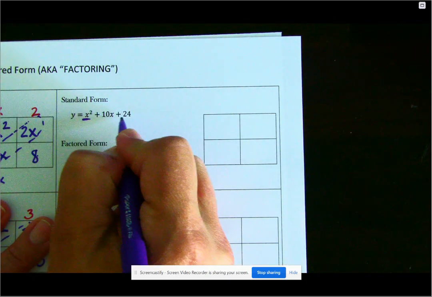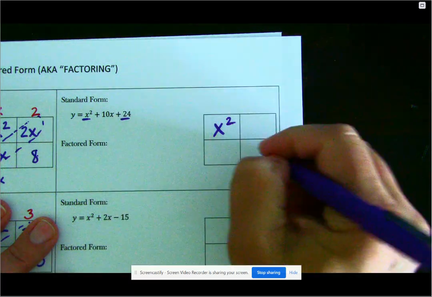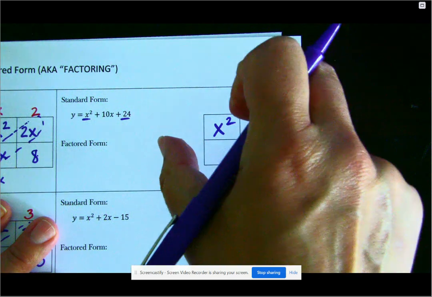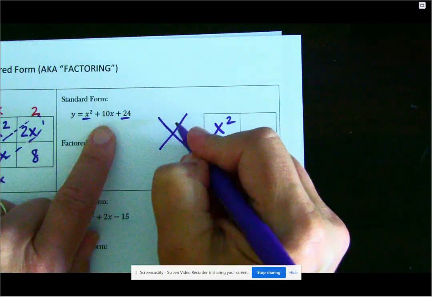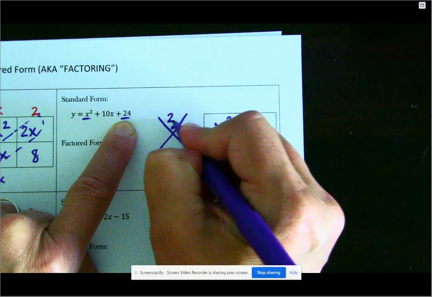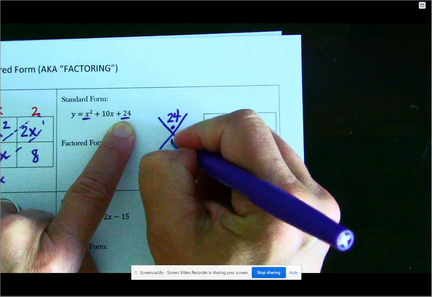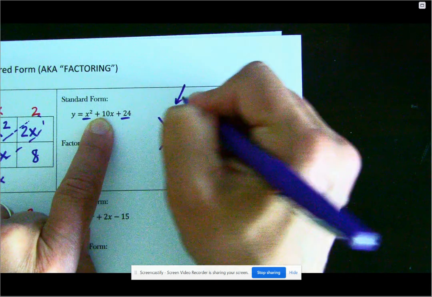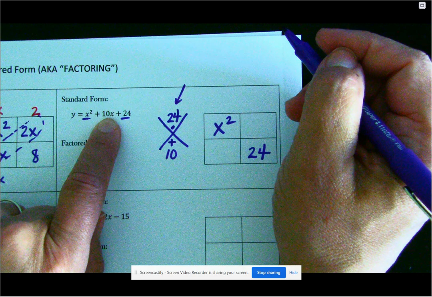Here's standard form. So I'm going to take the first term and put it right here. The last term, put it right here. And so to find these two terms, or these two factors out here, I need to ask myself, what are two numbers that multiply to make 24, multiply to make the last term or the C term, but add up to make 10. Now this is positive and this is positive, so they have to both be positive.